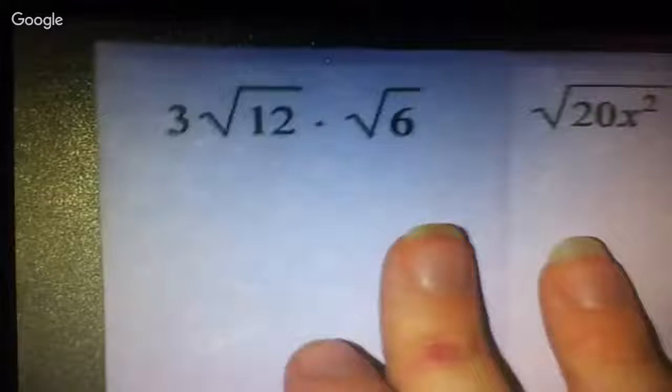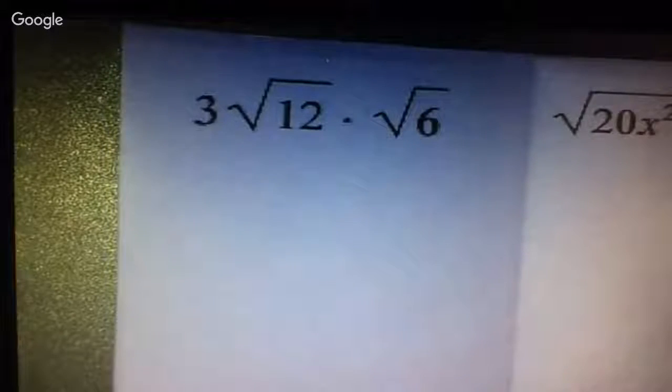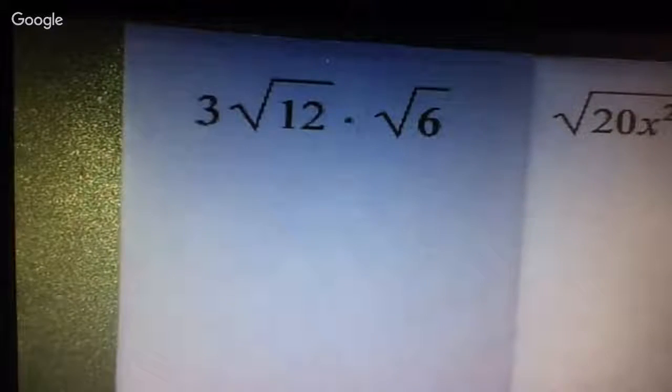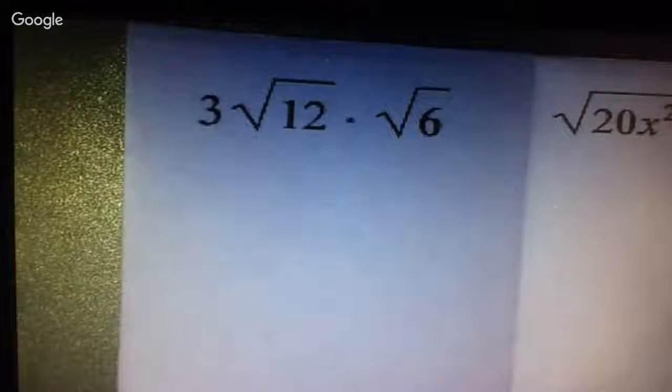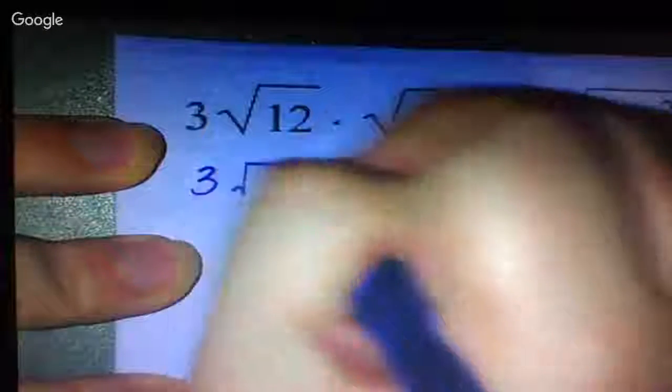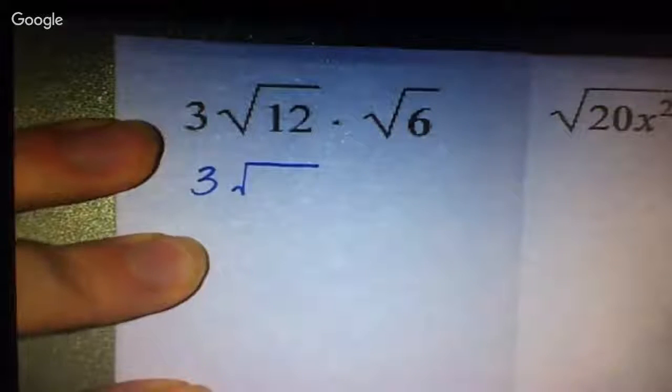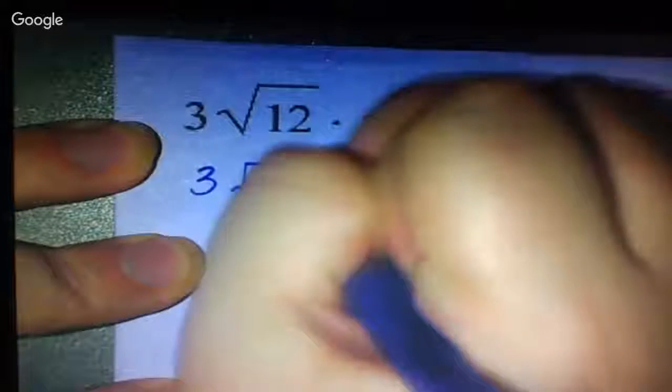So, this one is the first one it starts us at. 3 square roots of 12 times the square root of 6. 3 times 1 is 3. Keep your square root. 12 times 6 is 72.